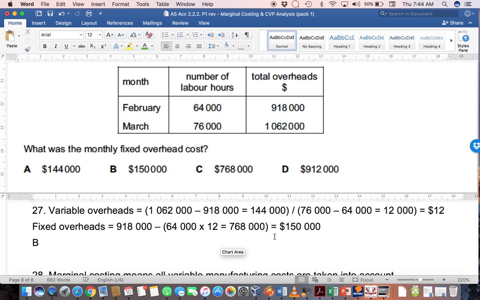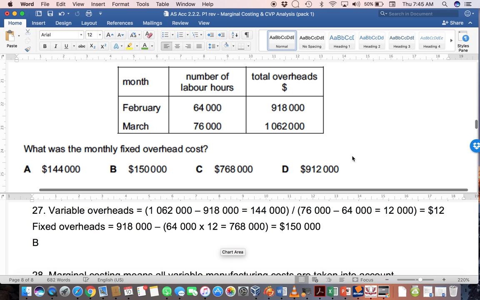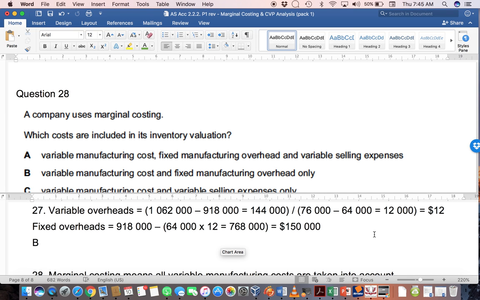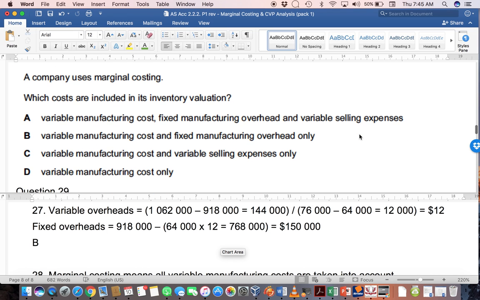The fixed overheads can then be calculated by taking either one of these amounts and then just using the correct number of labor hours. For illustration, I've used the 918,000 as the total overheads, and then subtract the variable portion, which must be the 64,000 labor hours times the $12 per hour that we've worked out to get 768,000. And the difference, therefore, between the total cost and the variable cost is going to be the fixed overheads of 150,000, or B.